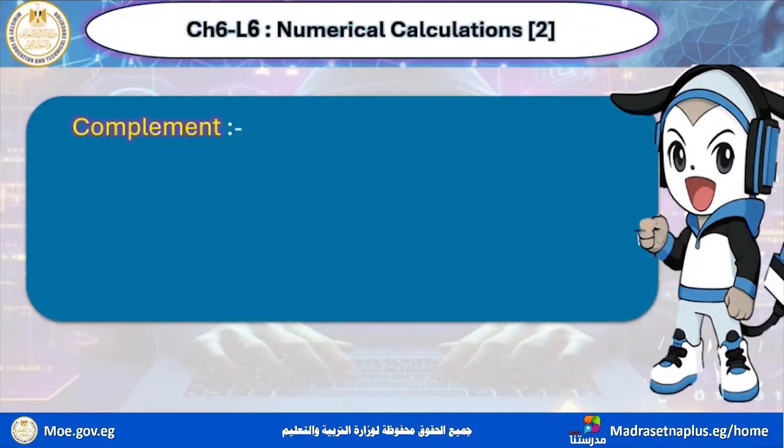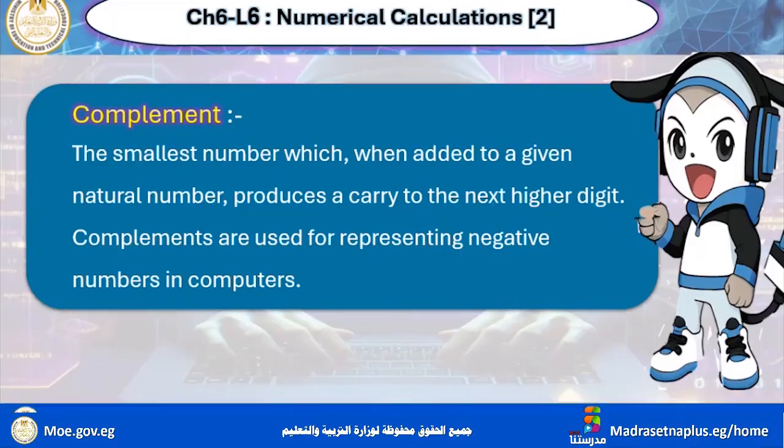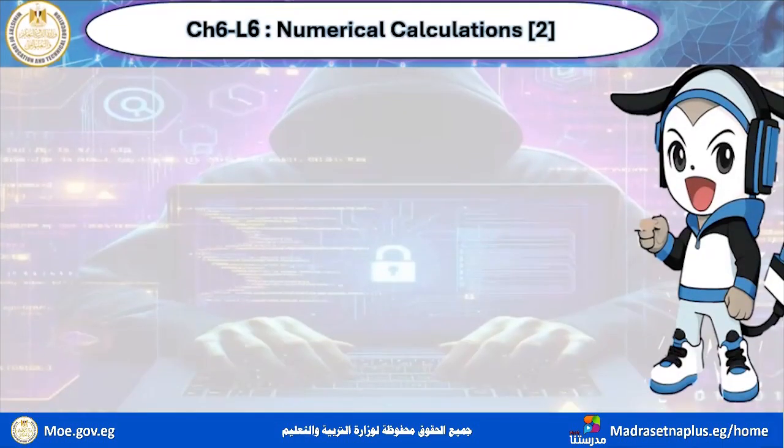Do you know what is complement? In math, complement is the smallest number which, when added to a given natural number, produces a carry to the next higher digit. So, when we add this number to a natural number, it produces a carry to the next higher digit. Complements are used for representing negative numbers in computers. Let's see complements in different systems.